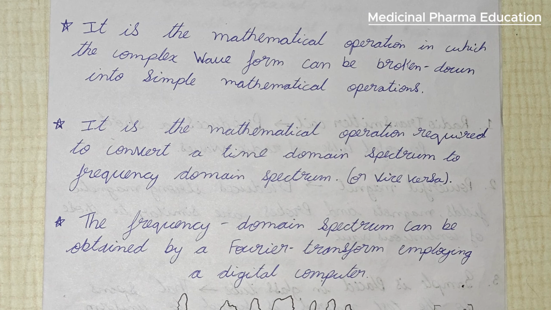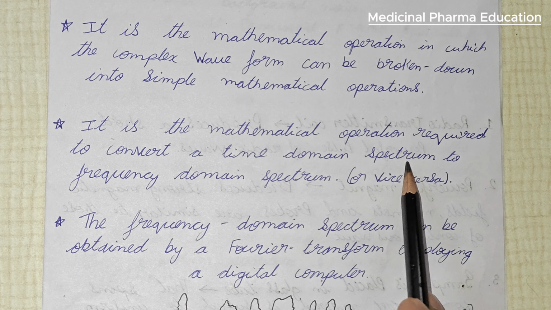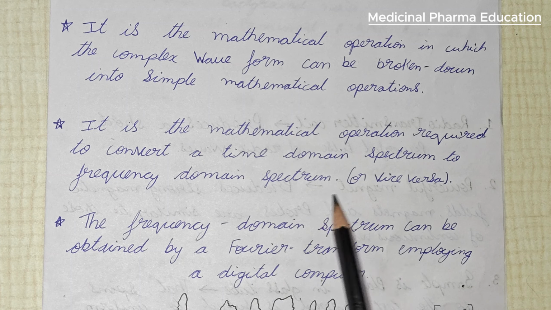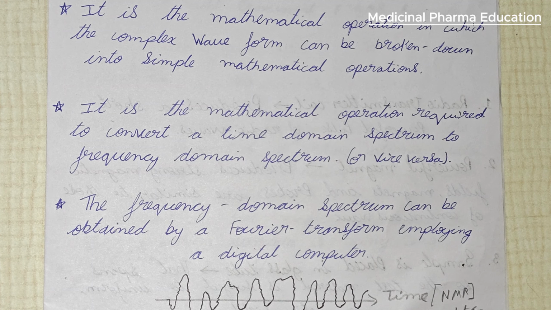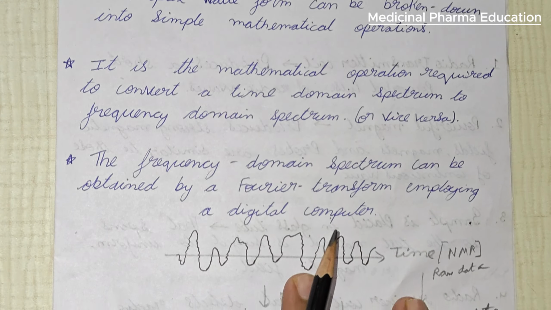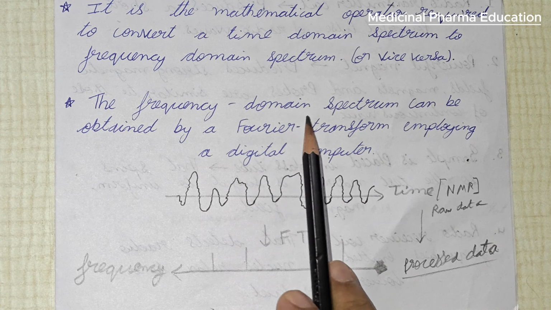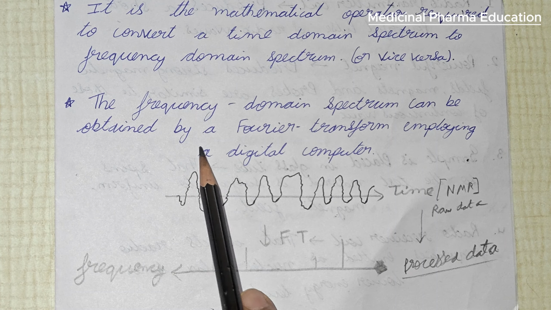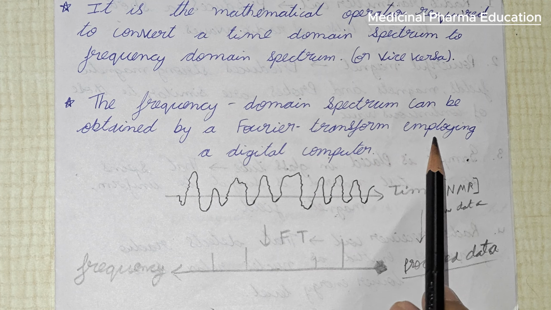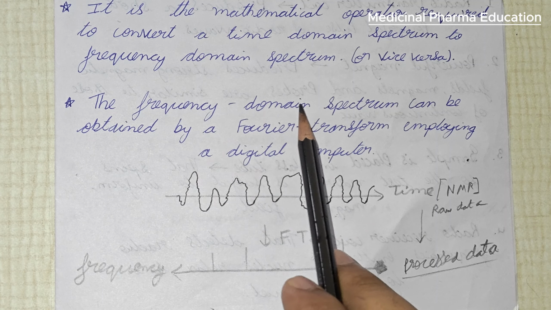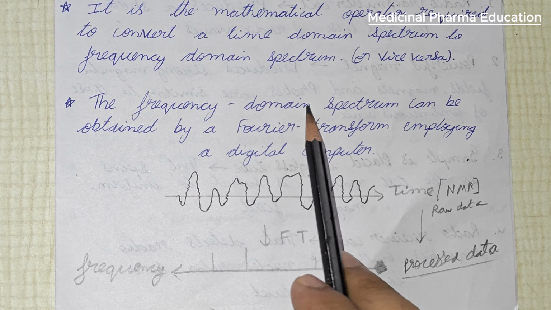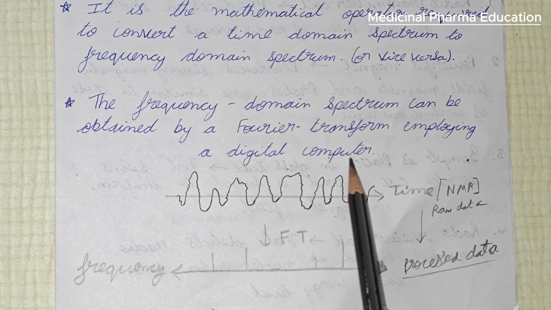It is a mathematical operation required to convert a time domain spectrum to a frequency domain spectrum, or vice versa. Mainly it is converting the time domain spectrum to the frequency domain spectrum. We will understand both time domain and frequency domain. You are seeing the diagram. The frequency domain spectrum can be obtained by Fourier transform employing a digital computer.